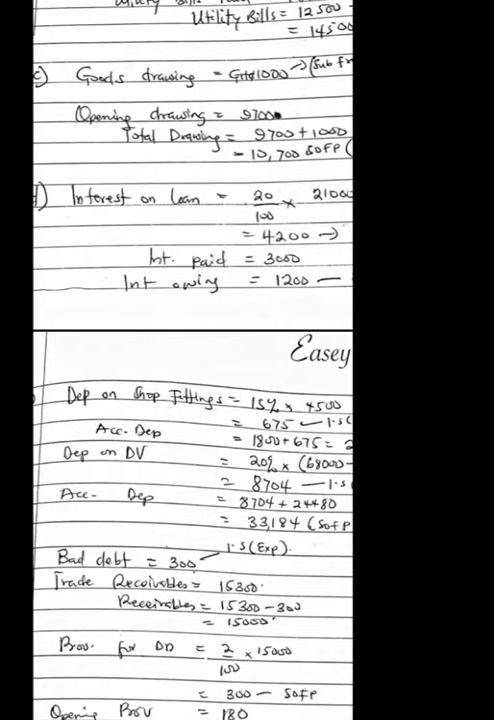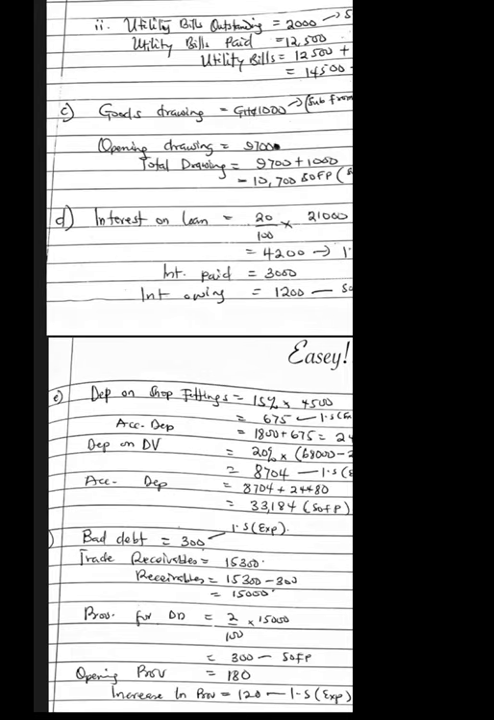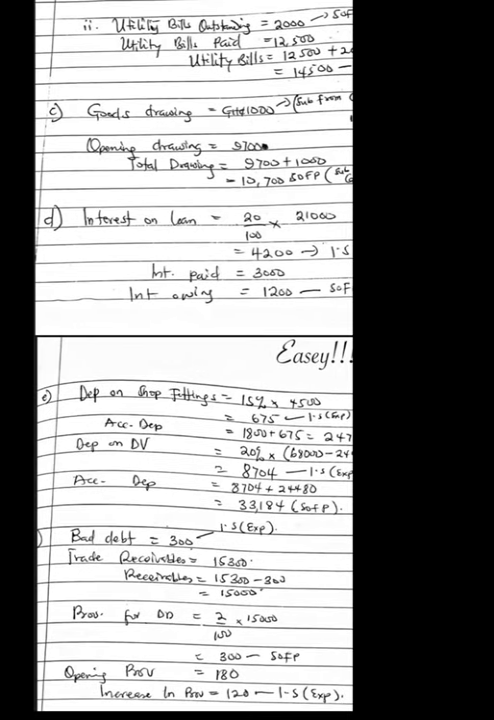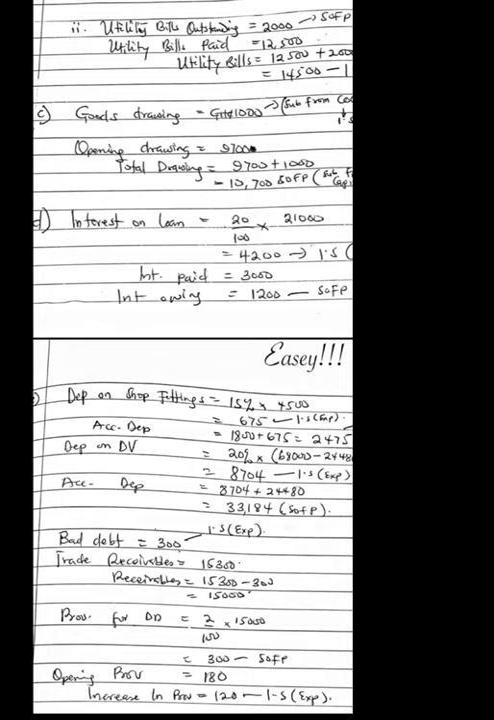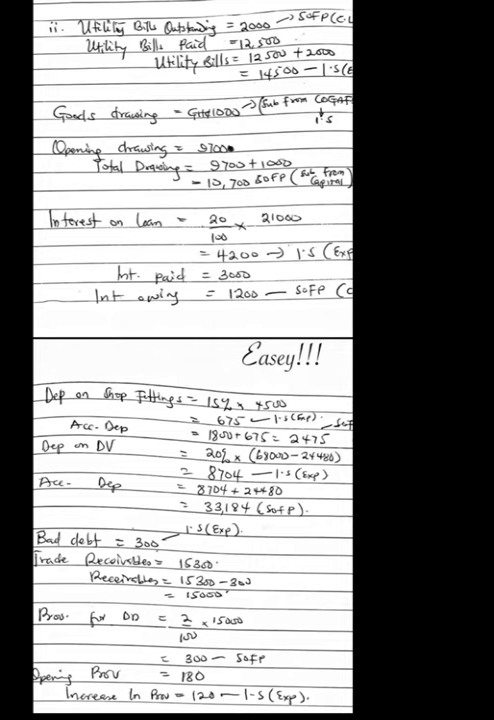And for the delivery van, we are required to charge depreciation on net book value, that is, based on reducing balance. So we have 20% on the net book value, and the net book value is the 60,000 minus the initial accumulated depreciation. So for the delivery van, we have depreciation of 8,704.